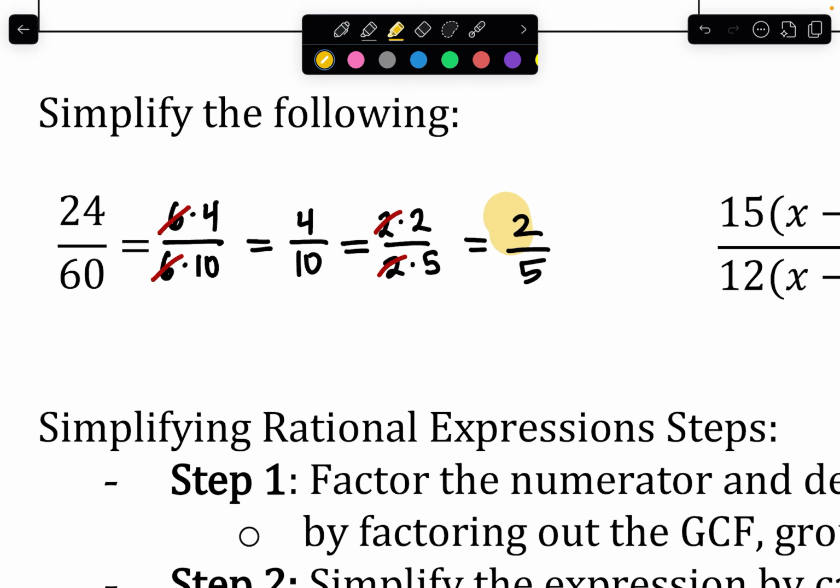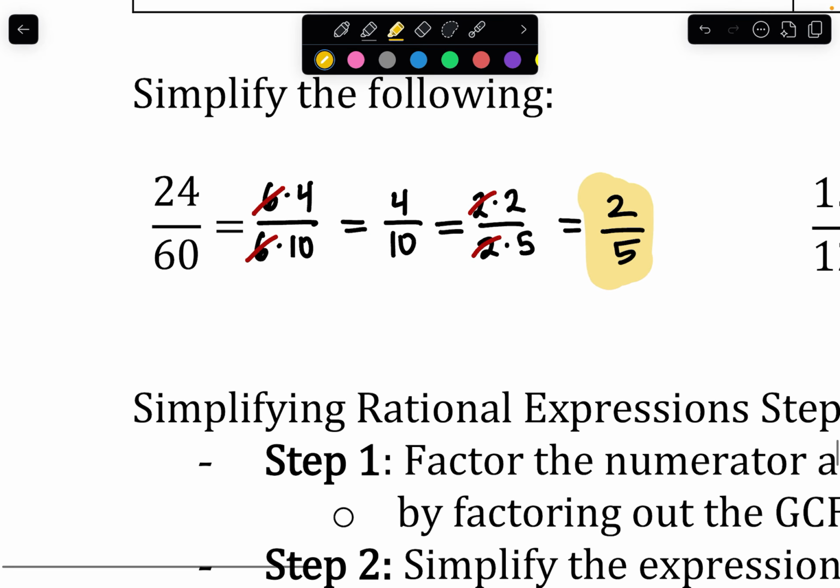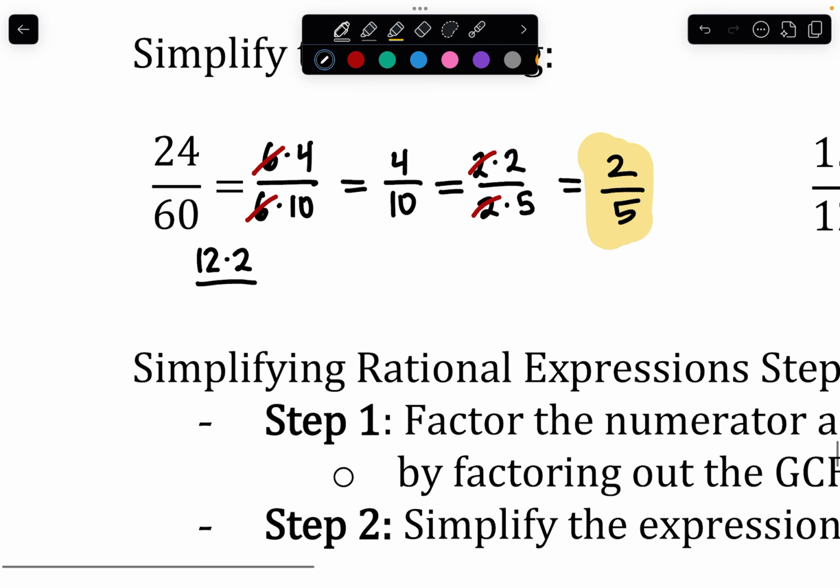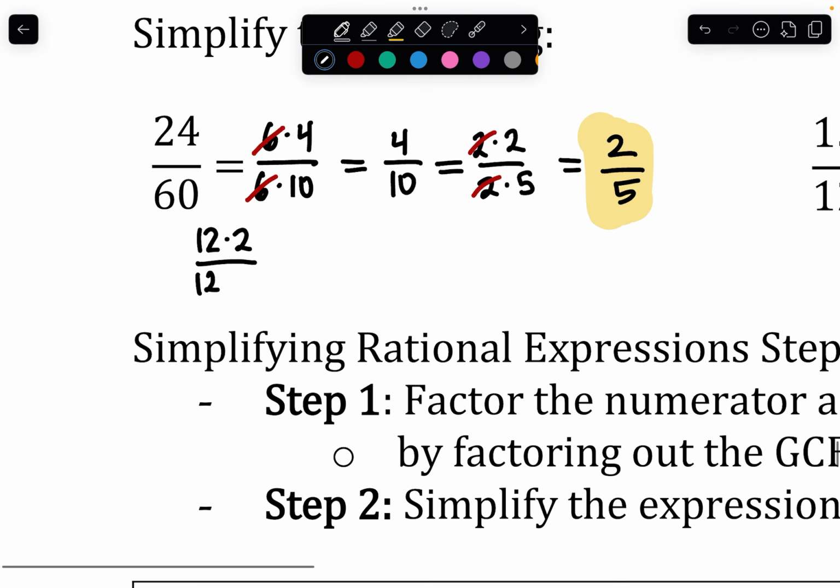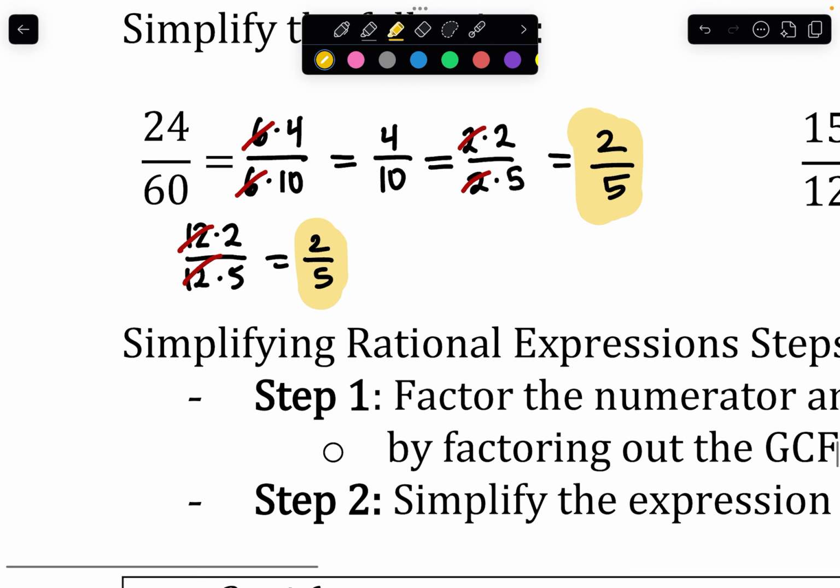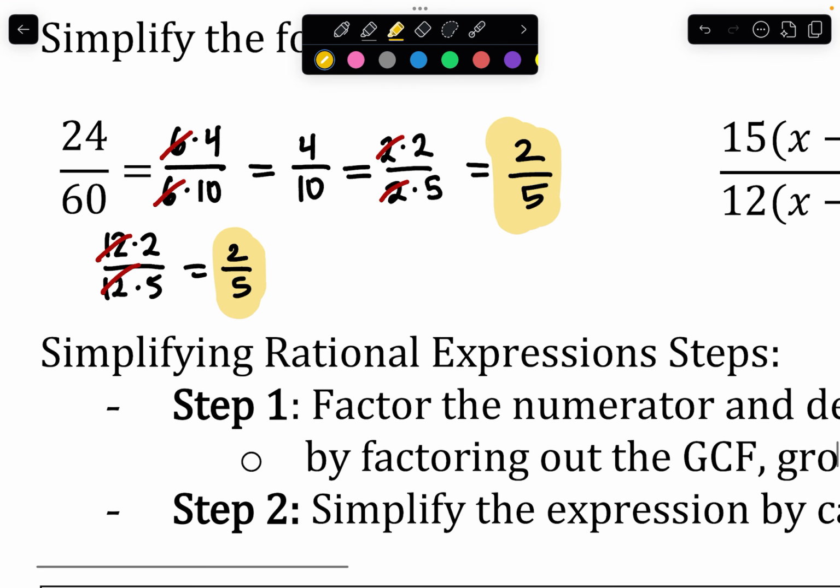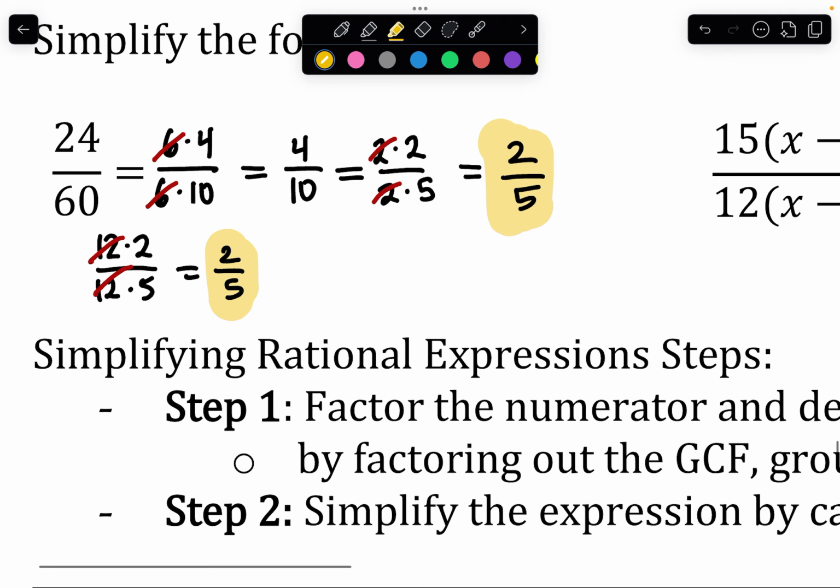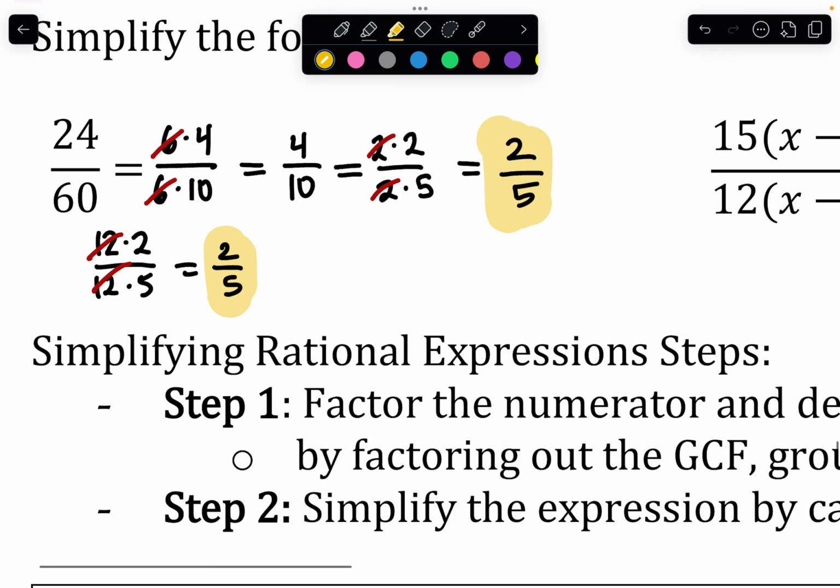And so some of you may have been able to do that in one step by recognizing that 24 is 12 times 2 and that 60 is 12 times 5. And so you could cancel that 12 and get there faster. Sometimes with these larger numbers, it takes me multiple steps. But either way, you're going to get 2/5 as your final answer because you're canceling all common factors.